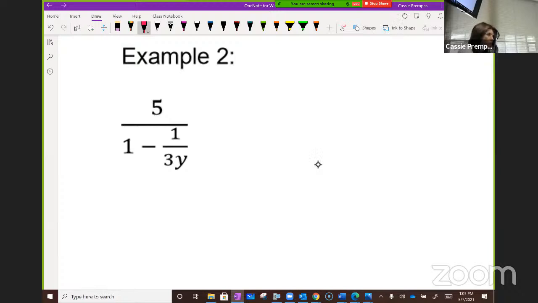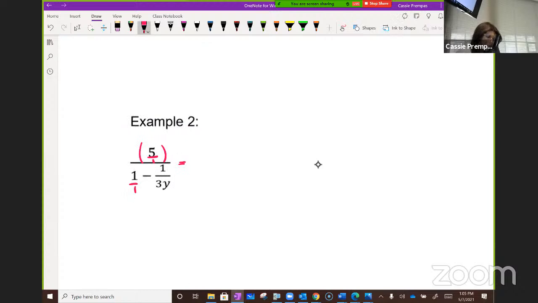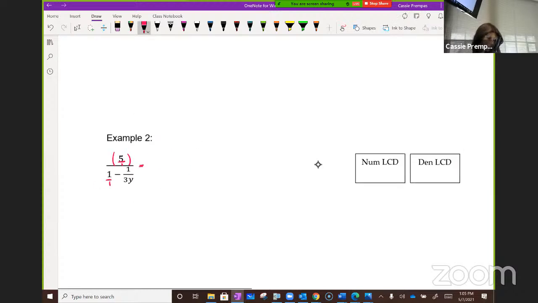What should you do with any whole numbers you see in these cases? Put it over 1. Awesome. So this is 5 over 1. This one's 1 over 1. If I'm looking at the numerator, that just has a denominator of 1, so I don't need any least common denominator. My numerator just has a denominator of 1.